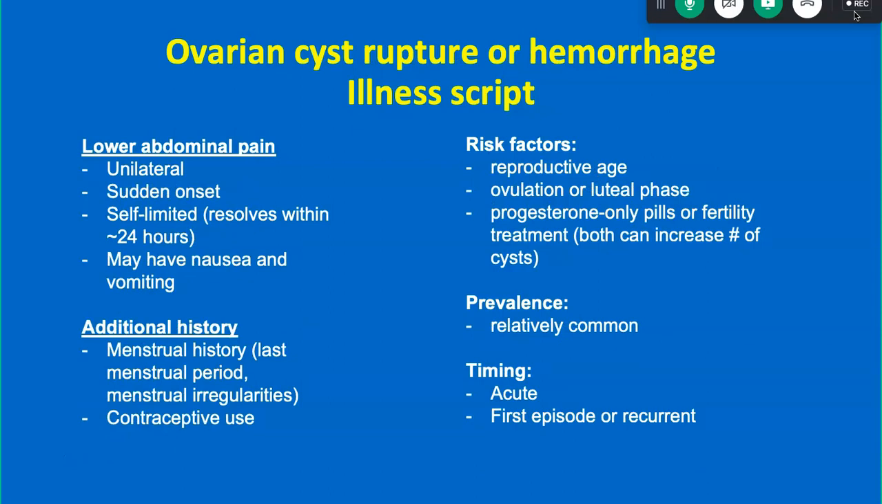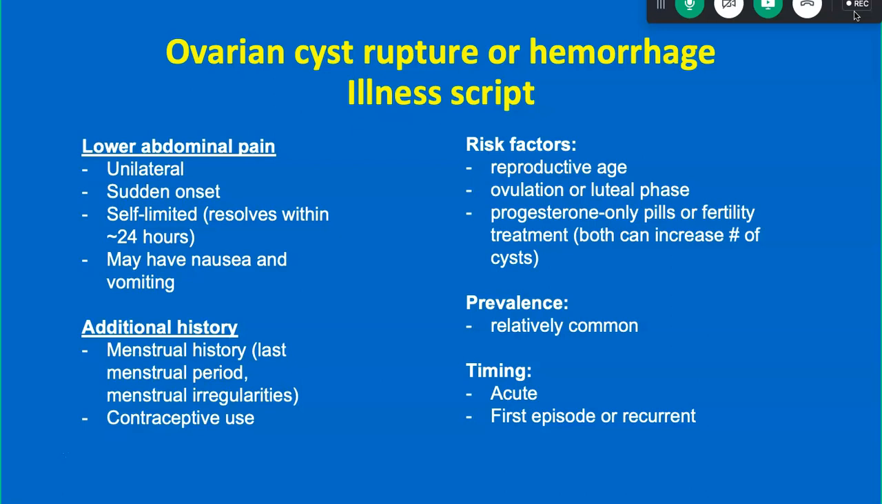Next is ovarian cyst rupture or hemorrhage. So this is going to be a patient who complains of unilateral sudden onset pain that should be self-limited, so you can reassure these patients, because what's happening is it can be a physiologic cyst rupture. That means 14 days before their next menstrual period, their corpus luteum is forming and they have a physiologic cyst rupture that causes pain. That's called Mittelschmerz. So you want to get a thorough menstrual history for these patients and figure out if that could be what's going on.